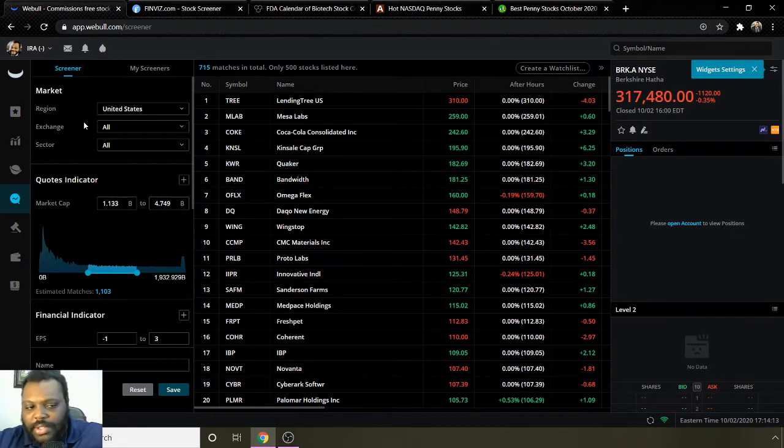But for Webull, you also don't need to have an account in order to use the stock screener. So all the stock screeners I'm talking about right now are all free.